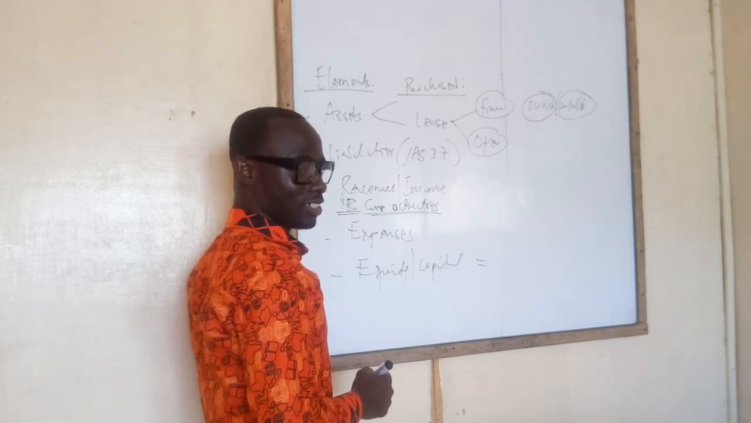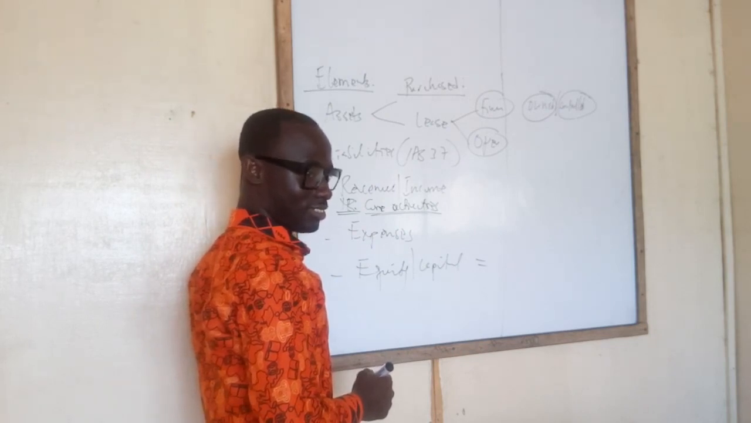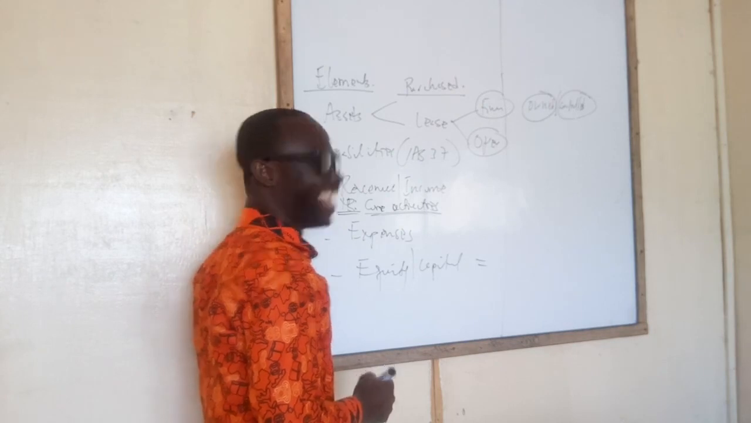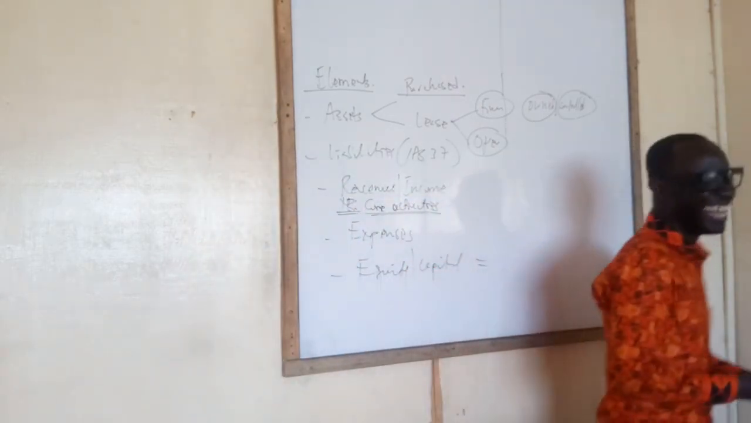It's... accounts to liabilities plus assets. Liabilities plus assets. I'm sure you're not lying. Maybe. I say maybe.